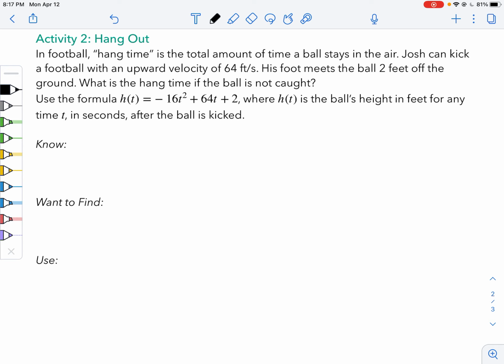Well, let's say you want to find the hang time of a ball. Hang time is the total amount of time a ball stays in the air. Now let's say we've got our pal Josh here. He's practicing safety, so he's got this super cool helmet on. Thanks, Josh. And he can kick a football with an upward velocity of 64 feet per second. This is not to scale.